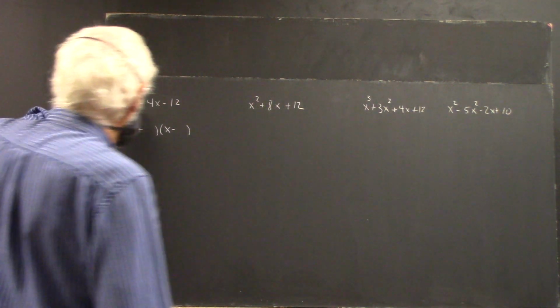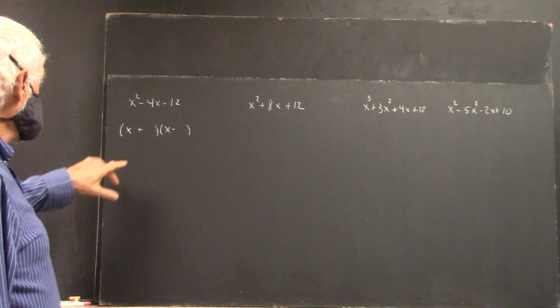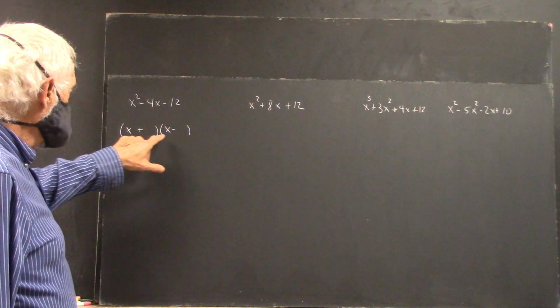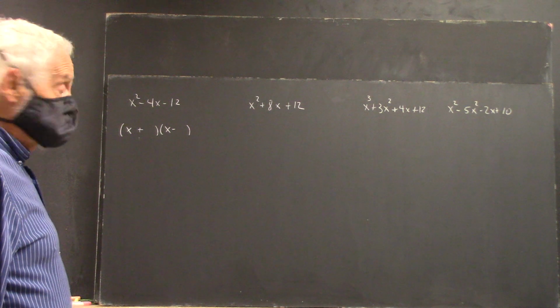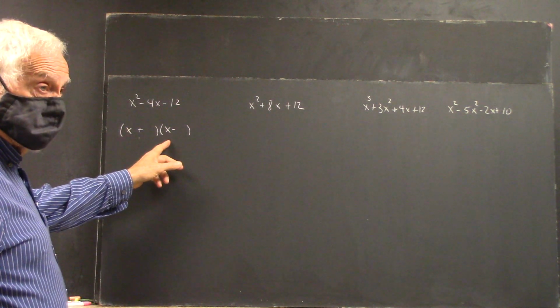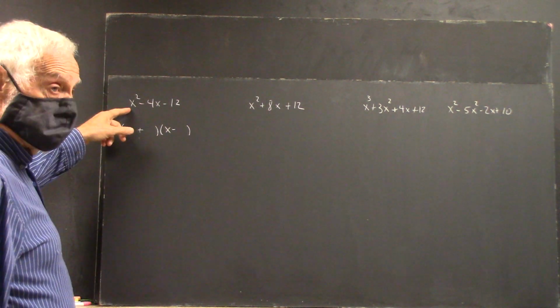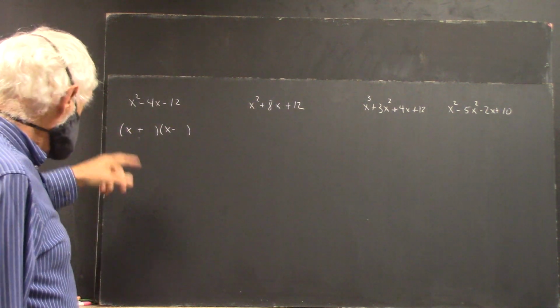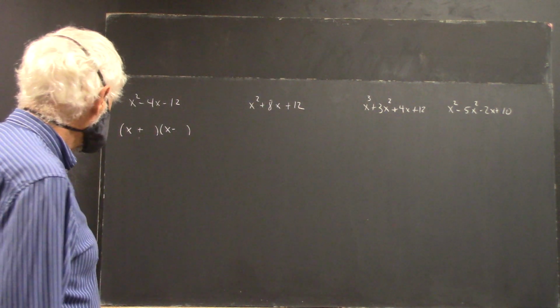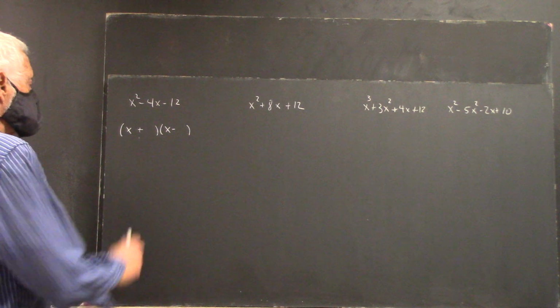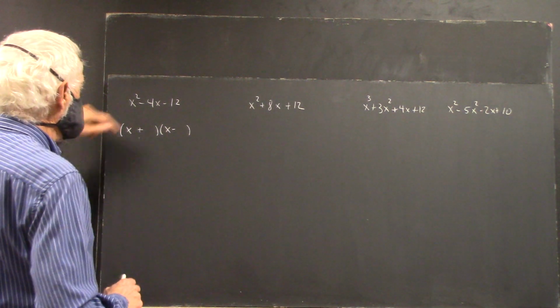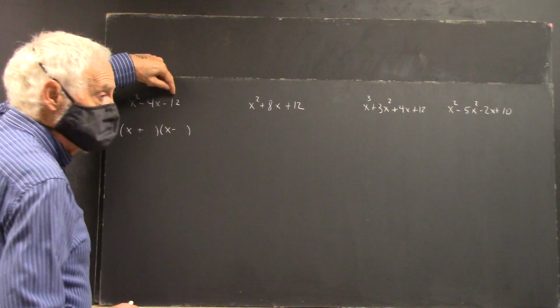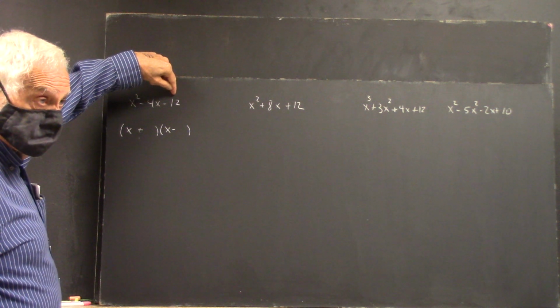Again, we have x squared minus 4x minus 12. This factors into an x plus something and an x minus something. You know it's x both places because you get an x squared. An x here and an x here is going to give you the x squared. It's going to be plus and minus, and these numbers have to multiply out to negative 12.